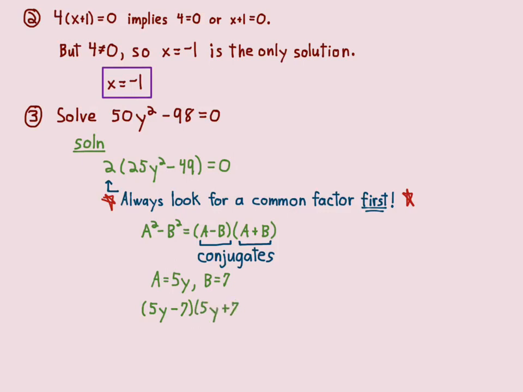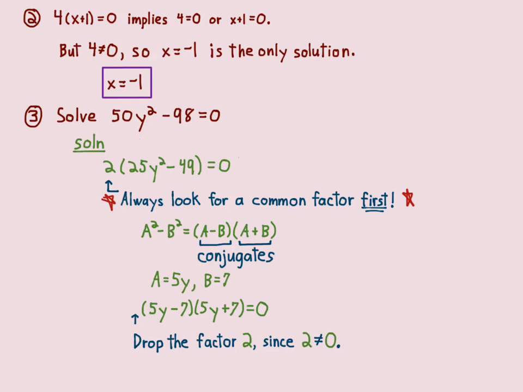And then you're just going to plug in the value of A in this formula, everywhere there's an A, and plug in B, which is 7, everywhere there's a B. So you get 5y minus 7 times 5y plus 7 equals 0. Right, so now you can set each one of these factors equal to 0 and solve. And I dropped the 2 in front because it's a product equals 0.